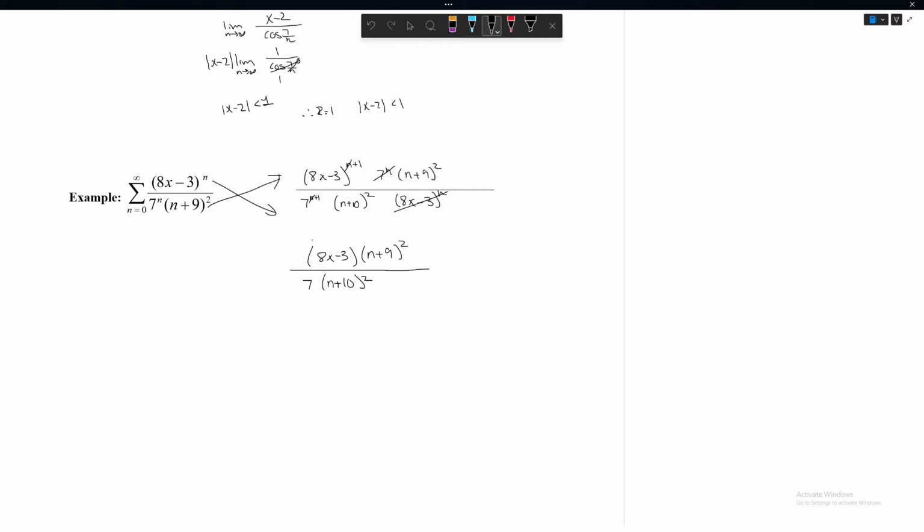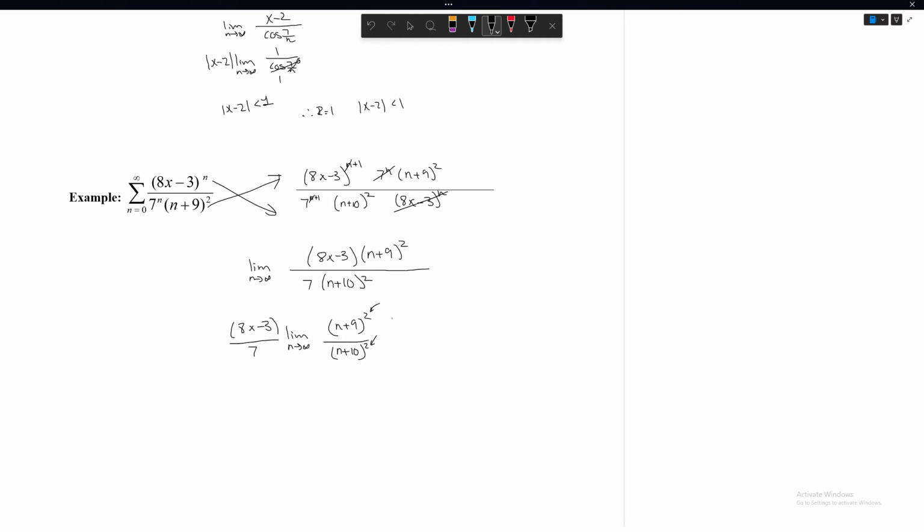Now, if I take this part out, these are constant now. When you have something that doesn't have n, take it out, right? Because my limit is n to the infinity. See, if it was x, I can't take it out. I can take the n out. But since this is n, I can take the x out. And so this will look like (8x minus 3) divided by 7, remember. Limit as n goes to infinity. And I have (n plus 9) to the power 2, (n plus 10) to the power 2.